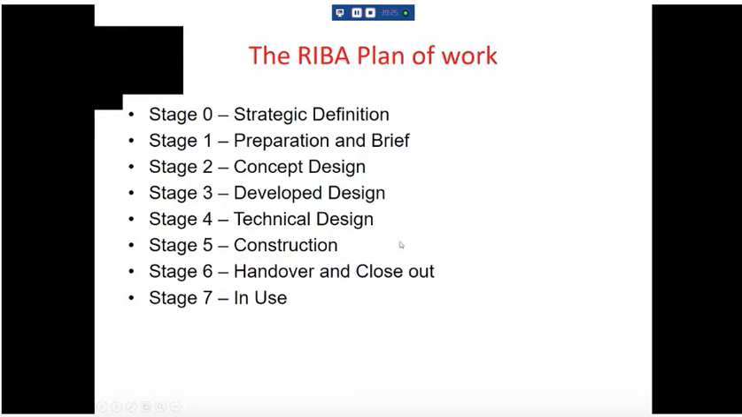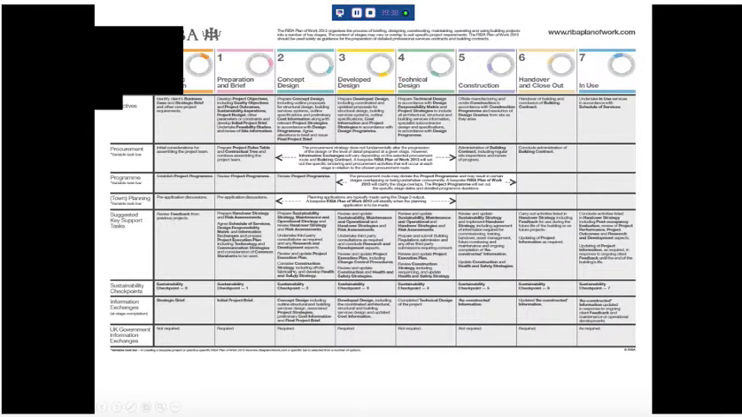Next stage is getting it built. Next stage is handing it over to the client, finishing it off, and finally there's a new stage called in use, which I'll explain in a minute. So that's like post-occupancy reviews. That is what the RIBA plan of work looks like.